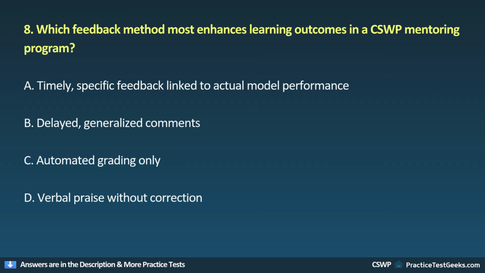8. Which feedback method most enhances learning outcomes in a CSWP mentoring program? A. Timely, specific feedback linked to actual model performance. B. Delayed, generalized comments. C. Automated grading only. D. Verbal praise without correction.